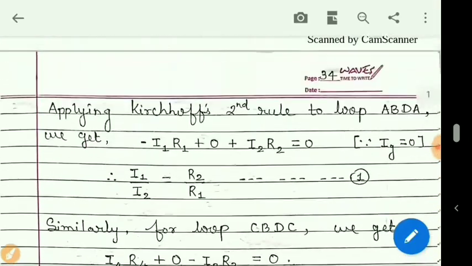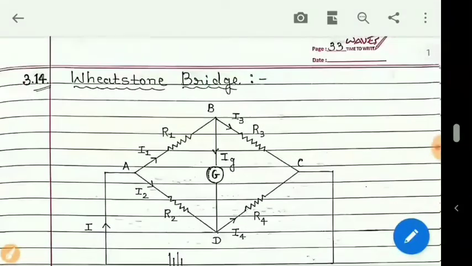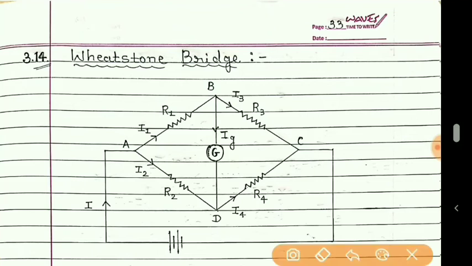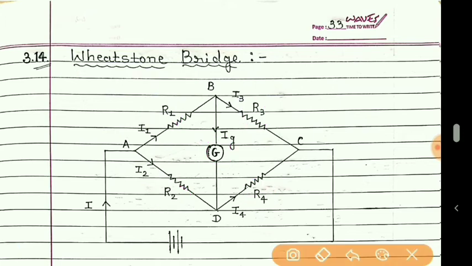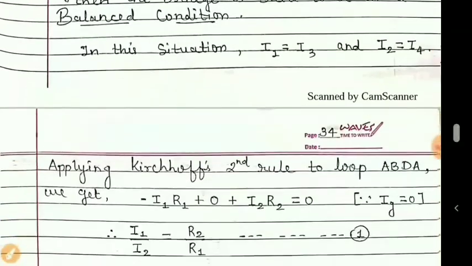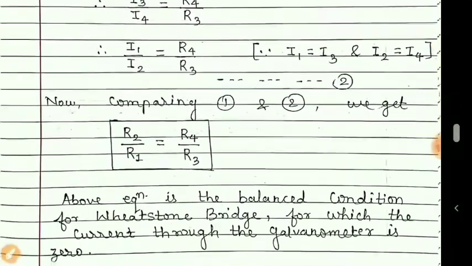Students, this ratio can be understood like this also in a simple way. In a Wheatstone bridge, if the current is not flowing here, then you can take the ratio R1 upon R2 is equal to R3 upon R4. Or in another way, you can write R1 upon R3 is equal to R2 upon R4. Same thing. So this is about the Wheatstone bridge.